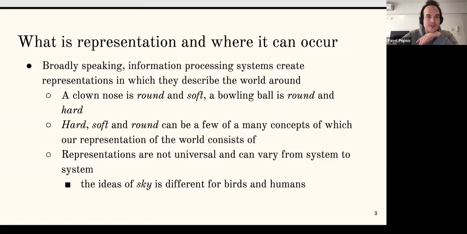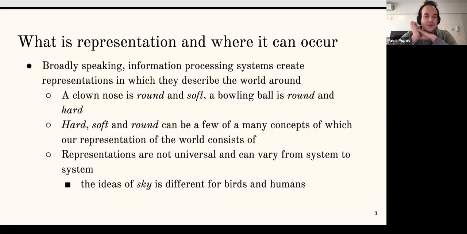So what is it? Broadly speaking, any information processing system, like a machine learning model or a human or an animal, can create representations in which it describes the world around. So basically, it's like a cloud of concepts in our head that we use to describe the world. Like we have a concept of roundness, concept of softness, concept of hardness, and these are just a few examples of many concepts or representations.